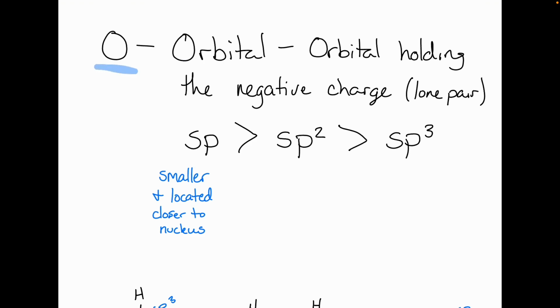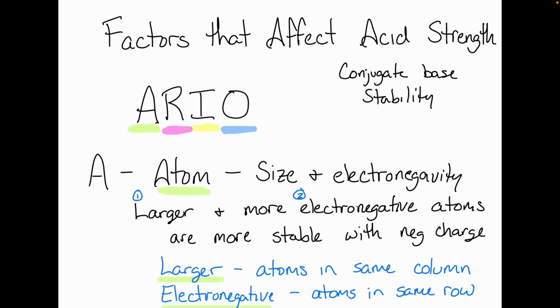in our REO. The order of these letters corresponds to the order of importance of these factors. So the atom is the most important factor in determining the strength of an acid. If you're tied there, then you move down the line. Okay, is there resonance? If we're tied there, then we look at if there's induction. And then finally, if all else is equal, the deciding factor will be the orbital, right? But the orbital is not nearly as important as the atom itself.